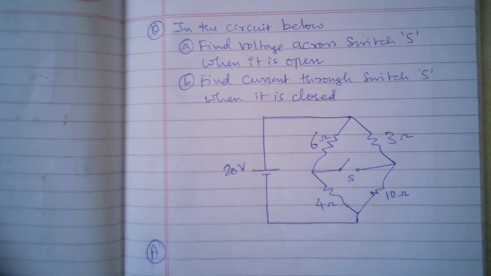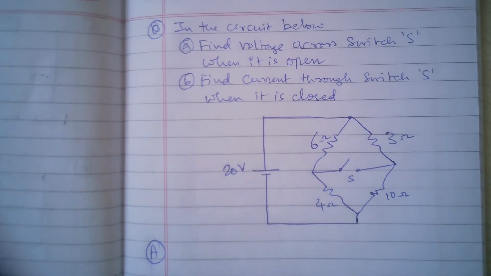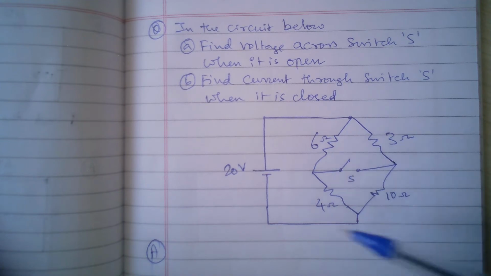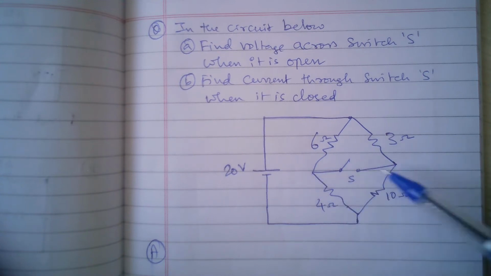In the circuit shown below, find the voltage across the switch when it is open and find the current to the switch when it is closed. Okay, so you see this kind of diamond shaped network is called a bridge circuit or a bridge network. So why is it called a bridge? Because this is like a bridge between these two branches.